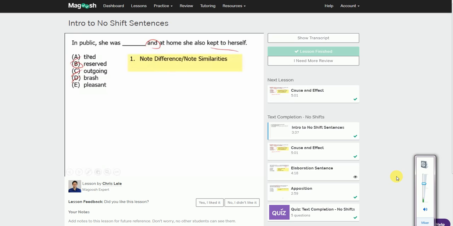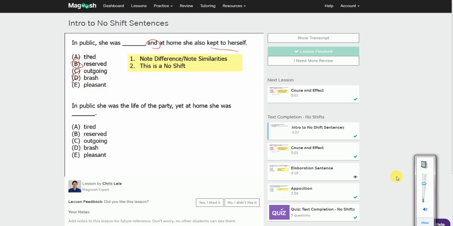But of course the point here is to contrast this no shift sentence with one that is a shift. And we see the shift here with the word "yet." So now we have a contrast between life of the party and what's the opposite of that? Well, at home she's the opposite of the life of the party. She is reserved. So again, the difference between these two sentences may seem very obvious, and it should be. The whole idea of "and" versus "yet" or "and" versus "but" gets a little complicated when you move away from just simple words like this. So, of course, again, the second one is a shift. The first one is a no shift.